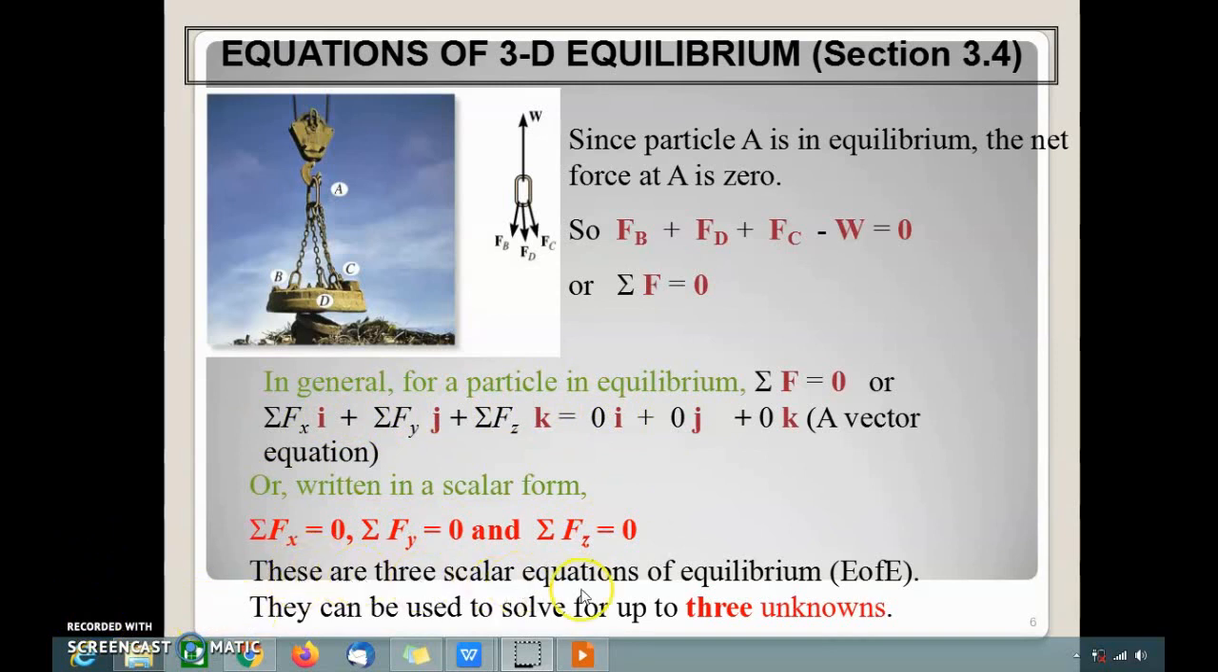These are three scalar equations of equilibrium, or in short form, E of E. They can be used to solve for up to 3 unknowns. So if you still remember, for the 2D equilibrium case, there are only 2 unknowns. For this case, there are 3 unknowns.